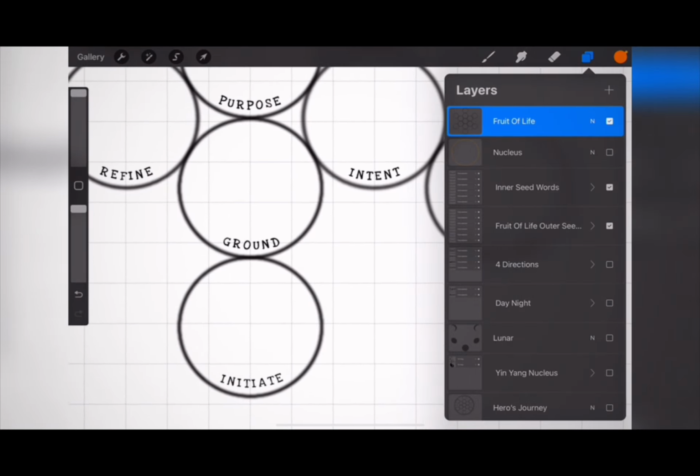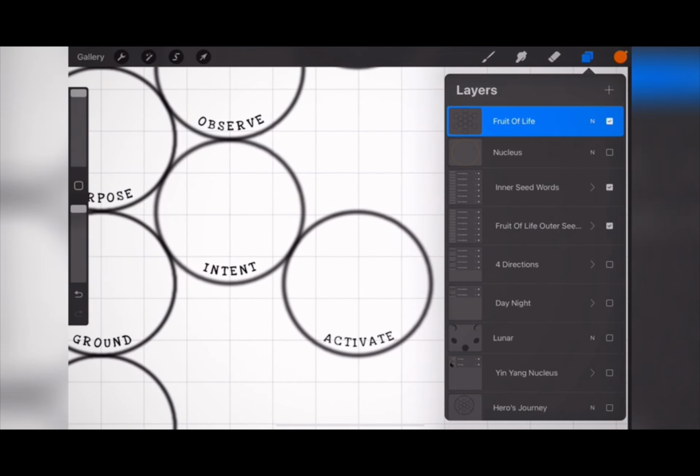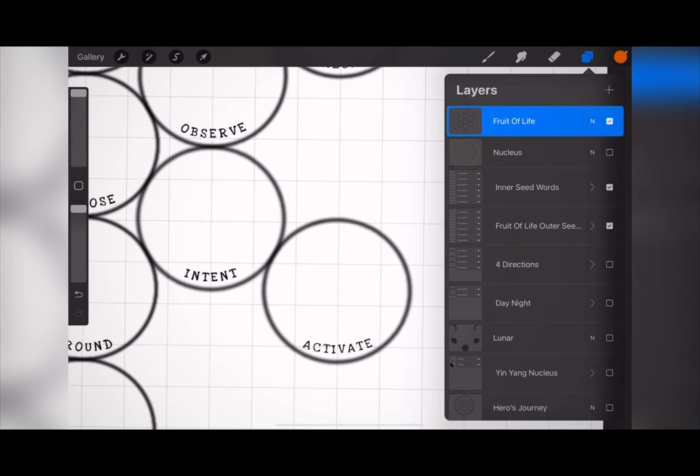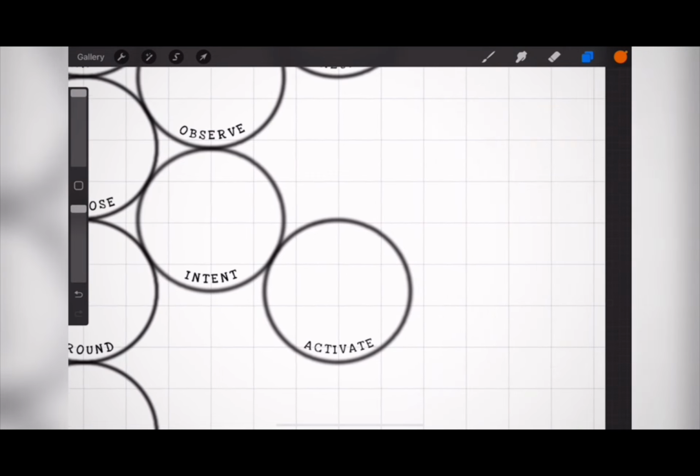So in this case, we have initiate off of the ground sphere. And I use this in my solar and my lunar cycle. So to me, these outer seed words help identify and represent the motion through that seasonal change of life, the 4 seasons that we'll get into in a moment. Then off of intend, I have activate. So at this point, I start activating.